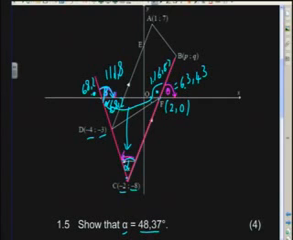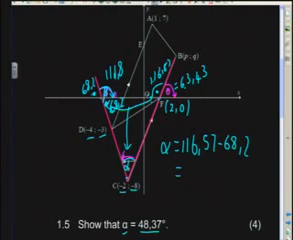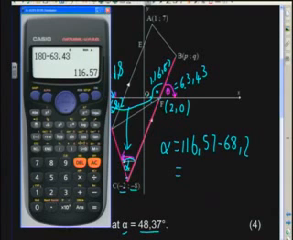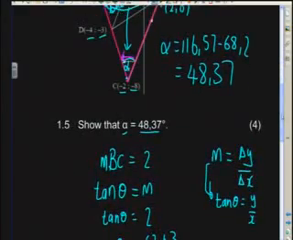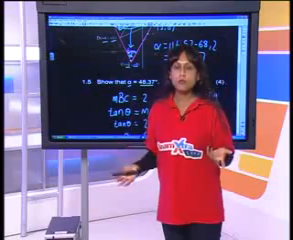So if I want to get to alpha using the exterior angle of a triangle, I'm going to say alpha is equal to 116,57 minus 68,2. Let's just get our calculator up. So it's 116,57 minus 68,2, and that's going to give me 48,37, which is fantastic because that is what they asked you to show that alpha was.